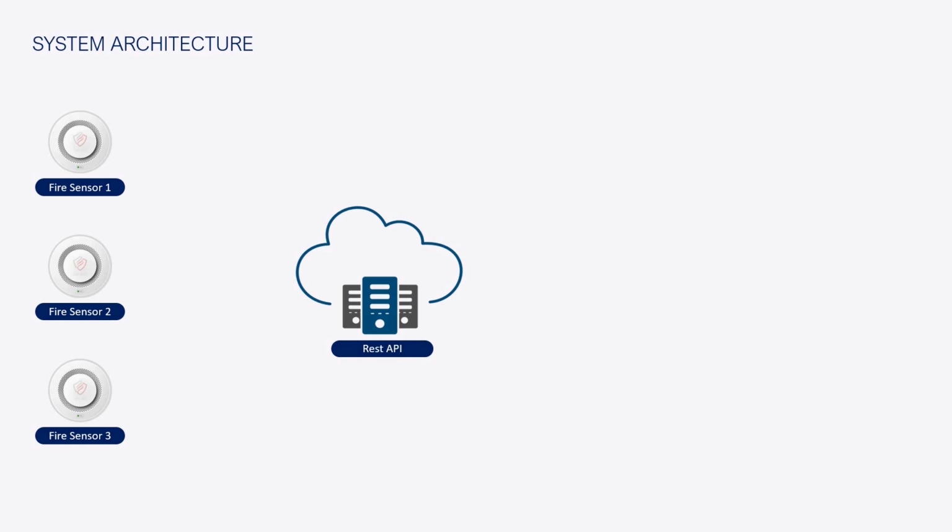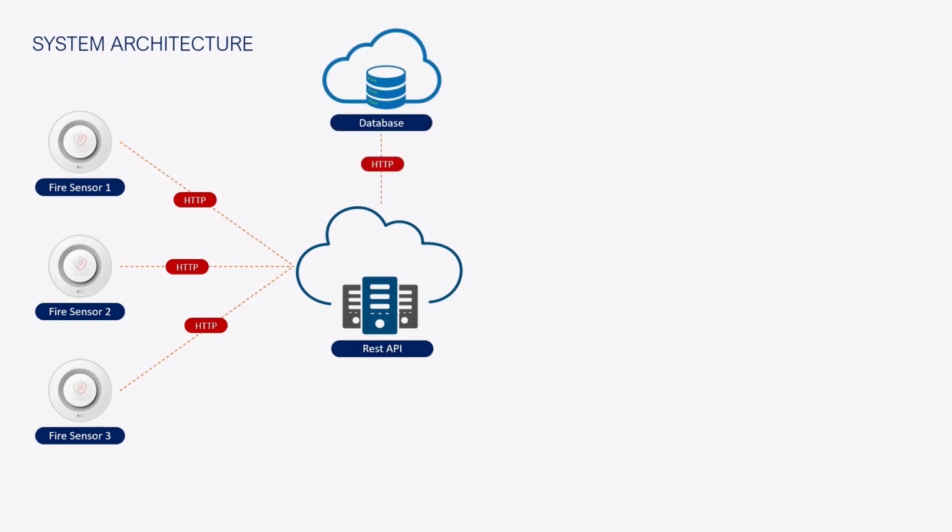Once the sensors are registered to the system, they connect to the API over the internet, and they start to send sensor readings to the API repeatedly. Then, the API stores these readings in a remote database that is connected over the internet. For this system, we used the MongoDB Atlas service as the cloud database.